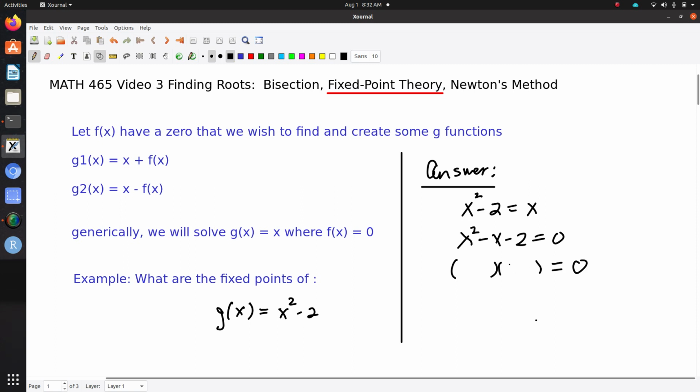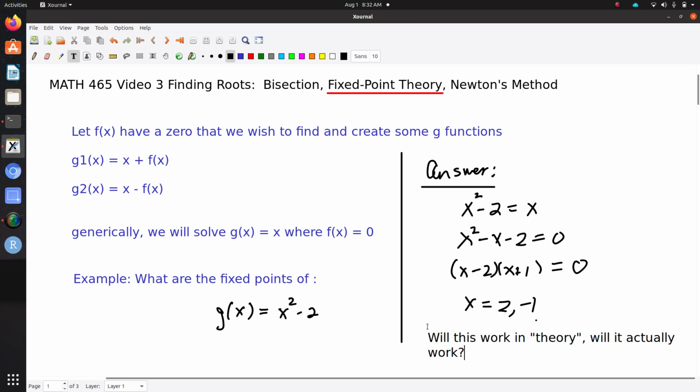So right away you're like, okay, you're just totally lying to me. This is not making it easier. But that's because we're just doing the by hand exercise. Okay, x is equal to 2 or -1. Great. So we found where the fixed points are, but the question is, will this work numerically? Will we be able to write code? Will this work in theory, in basic theory, like is this even a fixed point, and will it actually work? So first we're going to try to find out if what we did was even right.